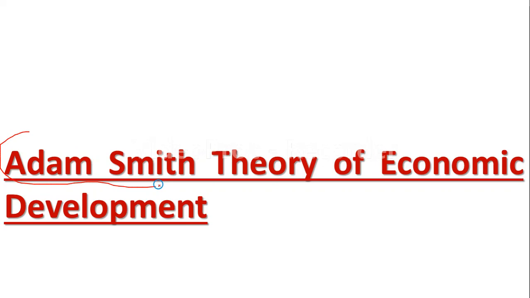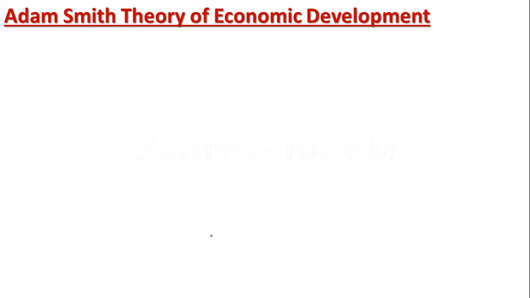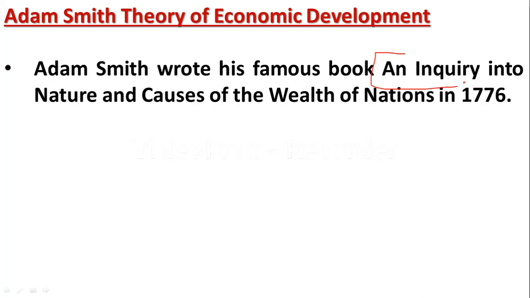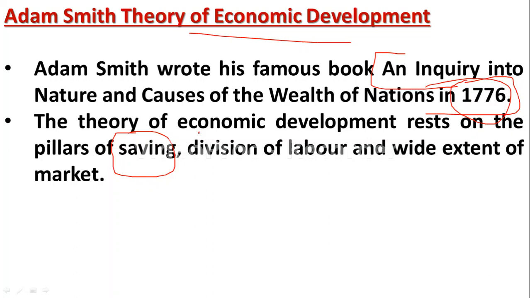As you all know, Adam Smith is known as the father of economics, and the famous book written by Adam Smith is An Inquiry into the Nature and Causes of the Wealth of Nations. This book was written in the year 1776. In this book, Adam Smith explained his theory of economic development. Adam Smith stressed saving, then division of labor, and then extent of market. These are the three main aspects stressed by Adam Smith.